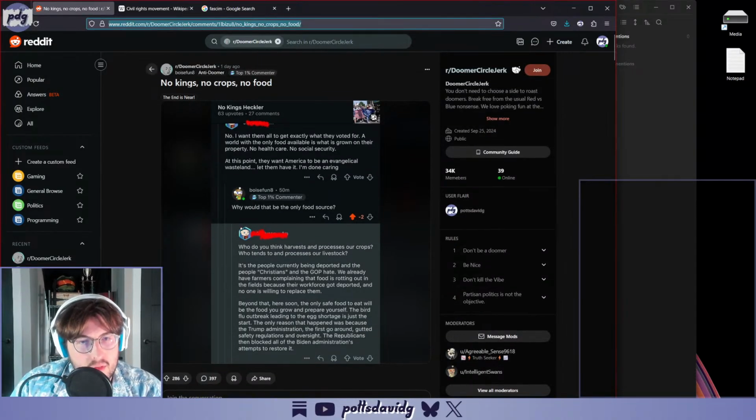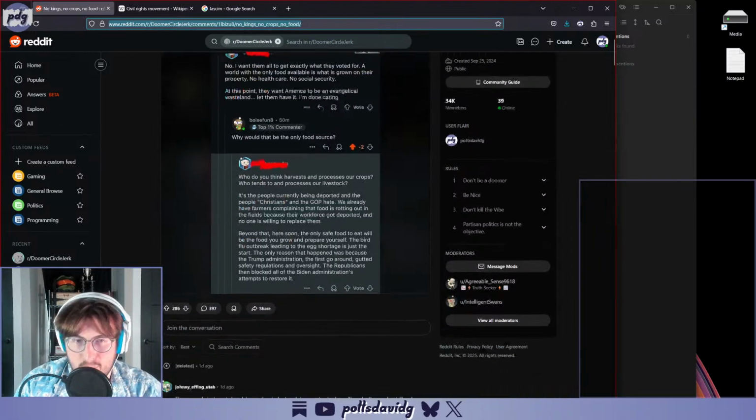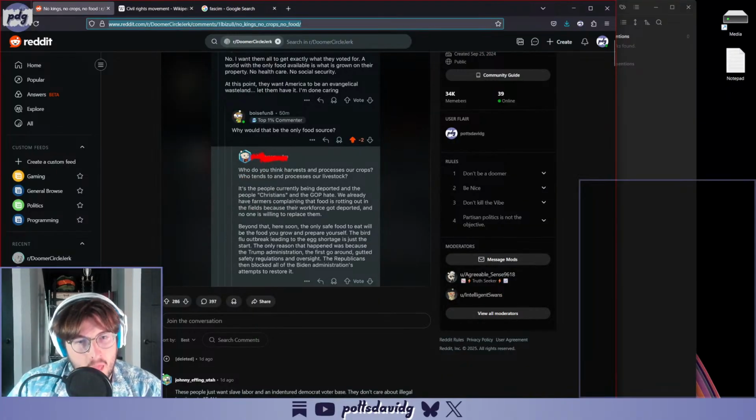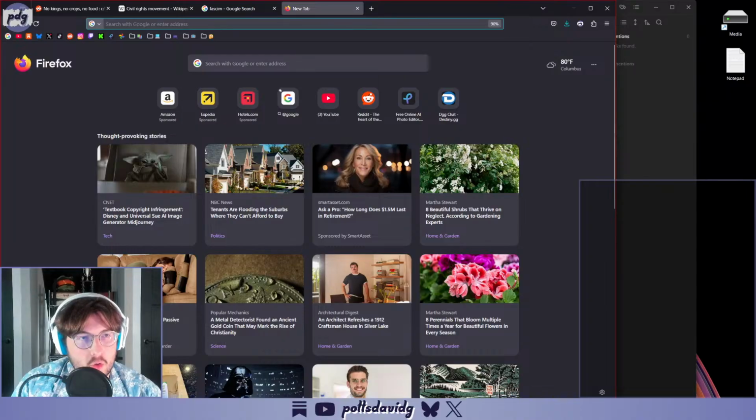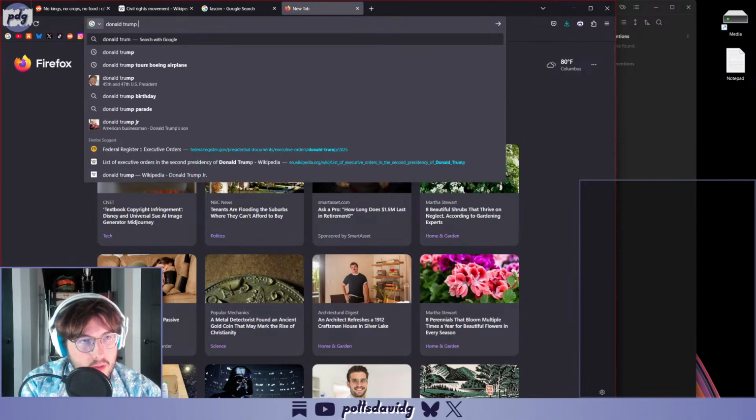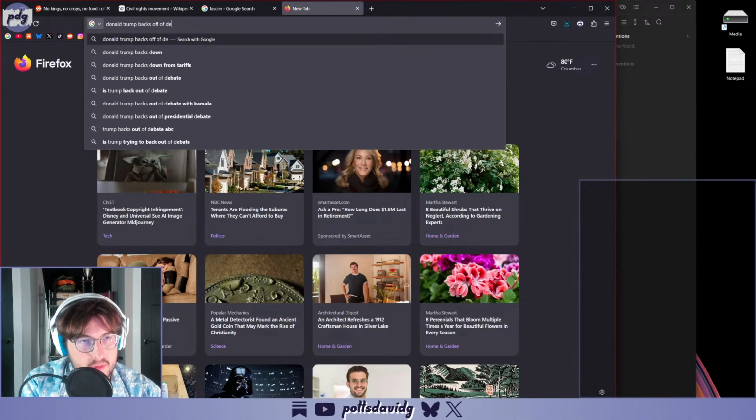"Okay, I want them to get exactly what they voted for. A world with only food available grown in their property, no healthcare, no social security. At this point, they want America to be an evangelical wasteland." Yeah, that's obviously hyperbolic because he's mad at what's happening. But look at this, this is so true. Donald Trump tweeted, truthed, Donald Trump backs off of deportations.